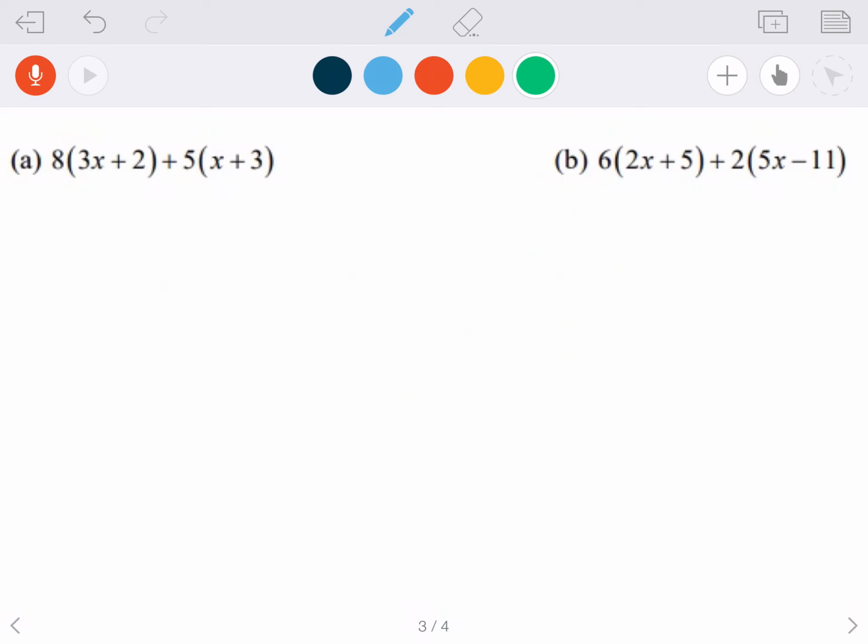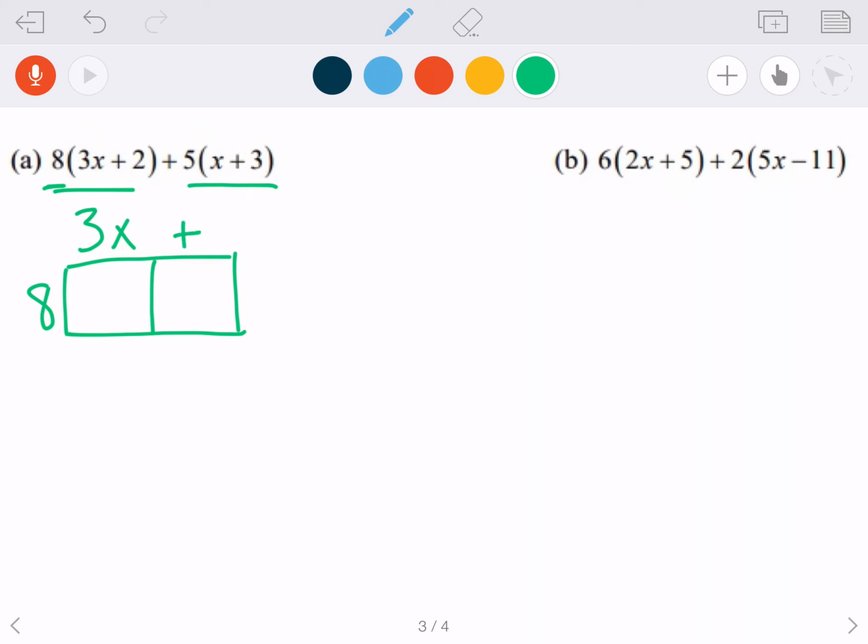So for A, let's look at that one. I have 8 times 3x plus 2 plus 5 times x plus 3. So you see this is a little bit more complex because there's 2 sets of distributing that we have to do. So let's do that. So I'm going to use the box method just because I like it. And for this first one, I'm going to do 8 out in front, 3x up top, plus 2 up top. 8 times 3x gives me 24x. 8 times 2 gives me 16. So I know that that is 24x plus 16.